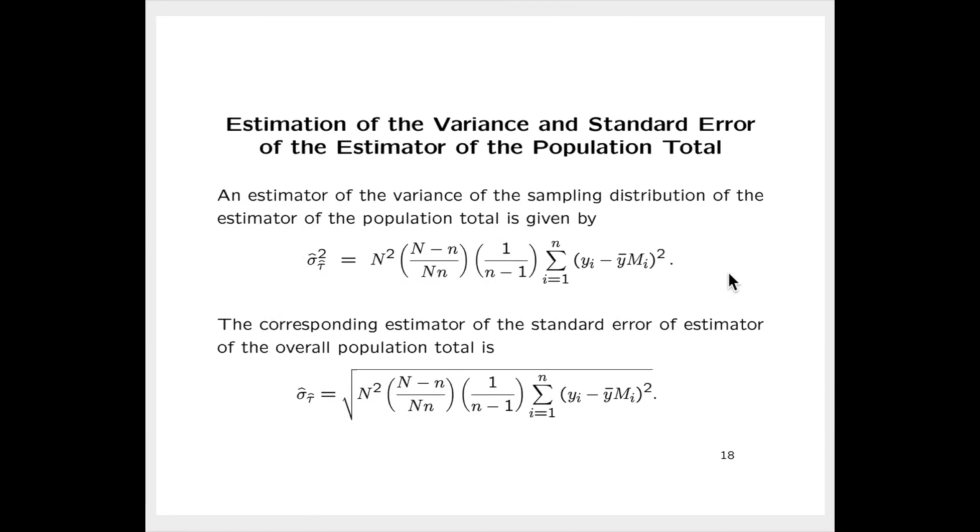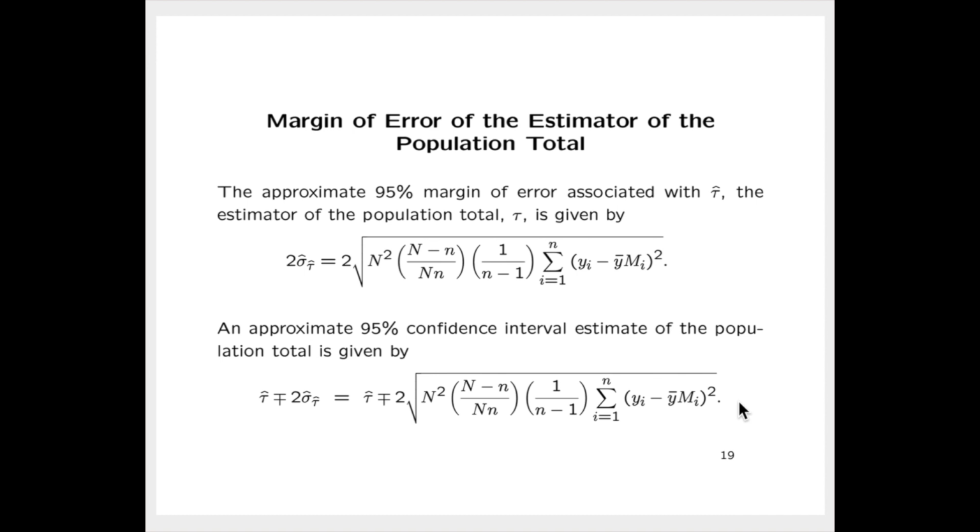Now, an estimator of the variance of the sampling distribution of this version of tau hat is given by this expression here. Note that it does not involve cap M. Cap M is involved only in the estimator of tau itself. Once we have the estimator of the variance of tau hat computed, we can take its square root to get the estimated standard error of tau hat. Then we can multiply it by 2 to get an approximate 95% margin of error associated with tau hat.